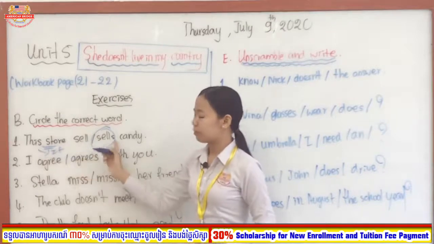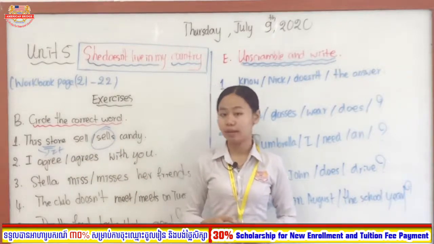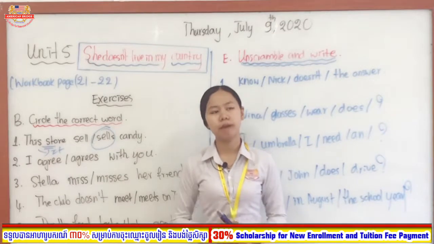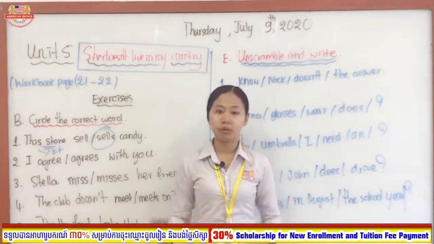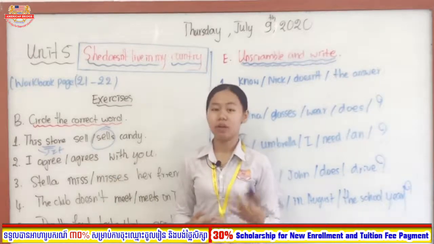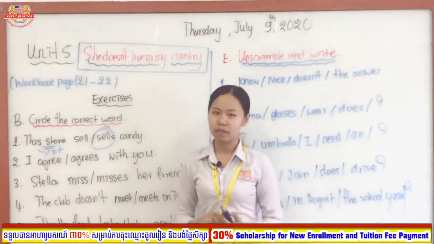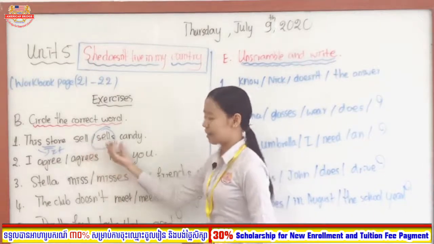So we use it, we call it he, she, it, we call it third person singular, right? So when we use the present simple in the positive form without do or does in the sentence, you need to add, depending on the verb that you use, it can be s, can be es, or can be ies, right? So the store sells candy.